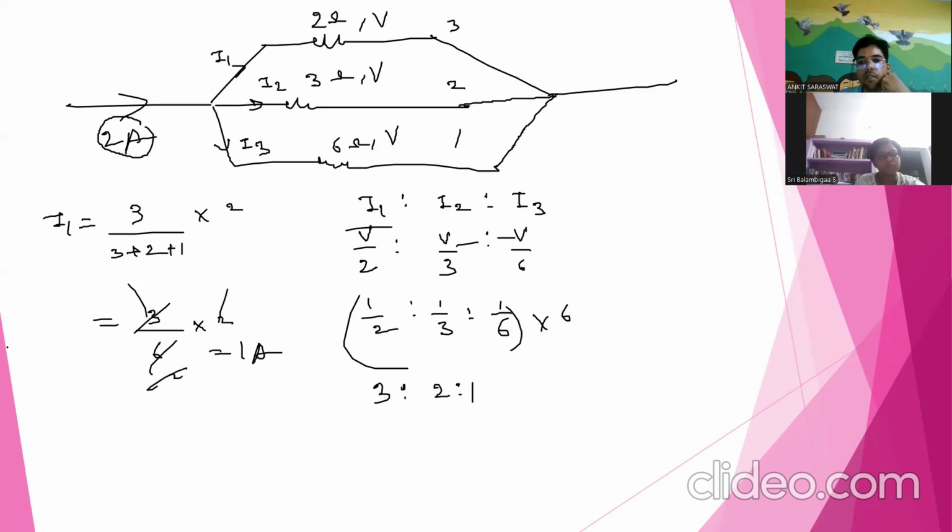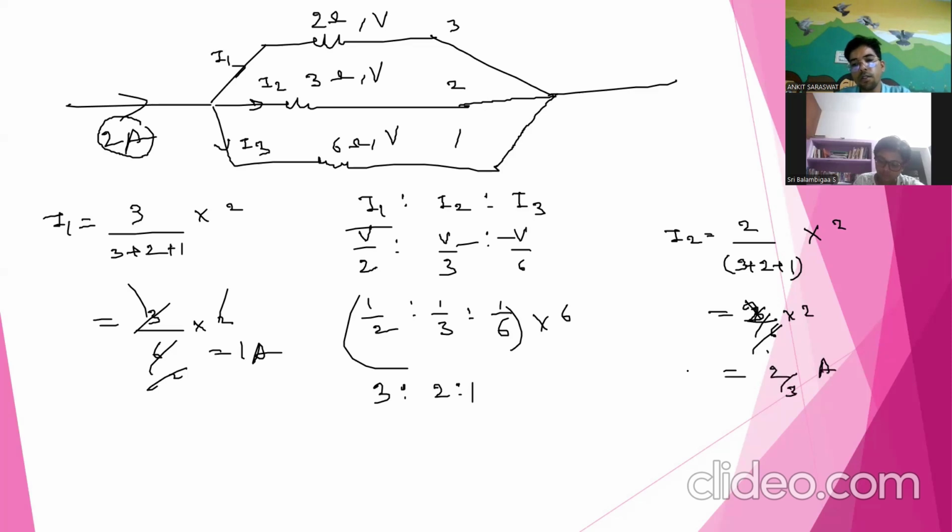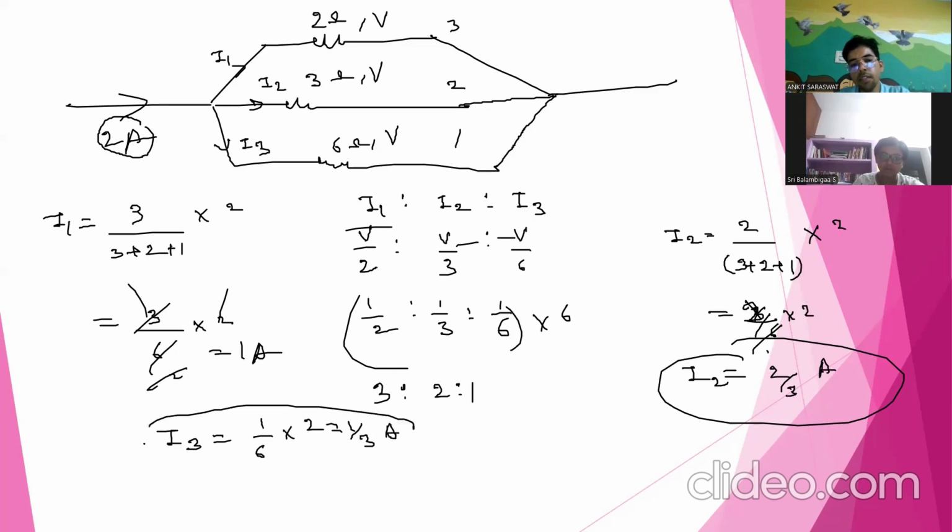1 ampere. Similarly, I2 will be what? 2 by total part. Total is 2. Sorry, here 2. 2 by 6 into 2. How much? 2 by 3 ampere. Is it correct? Yes, sir. The similar way I3 will be 1 by 6 into 1/3. Is it the same value we are getting from that earlier method?